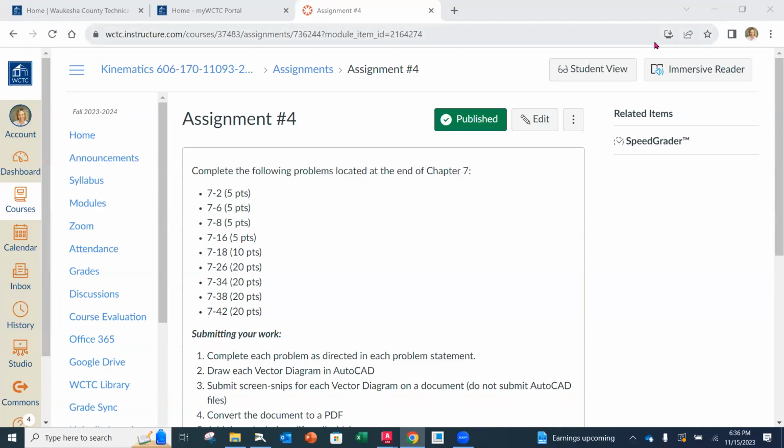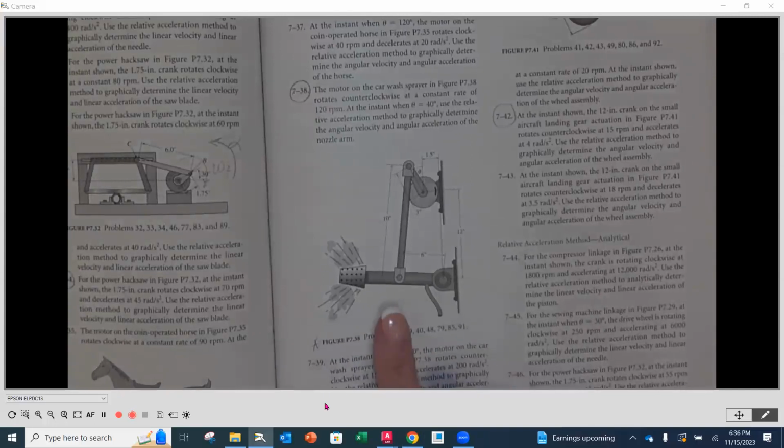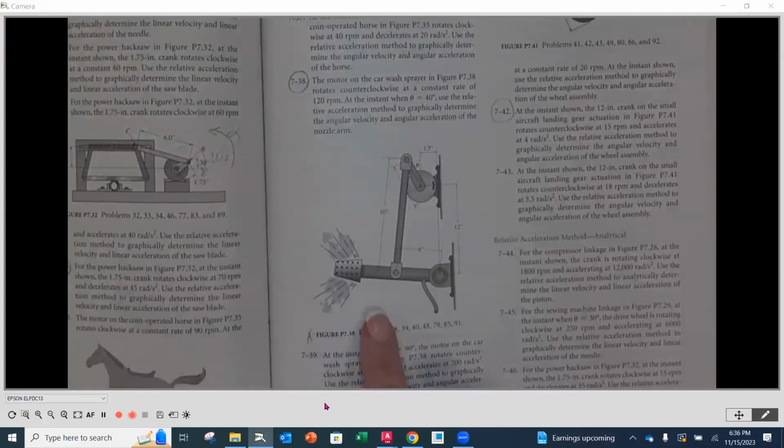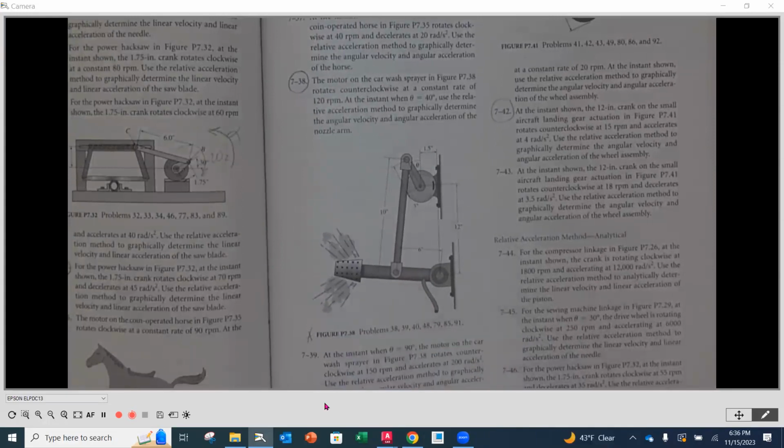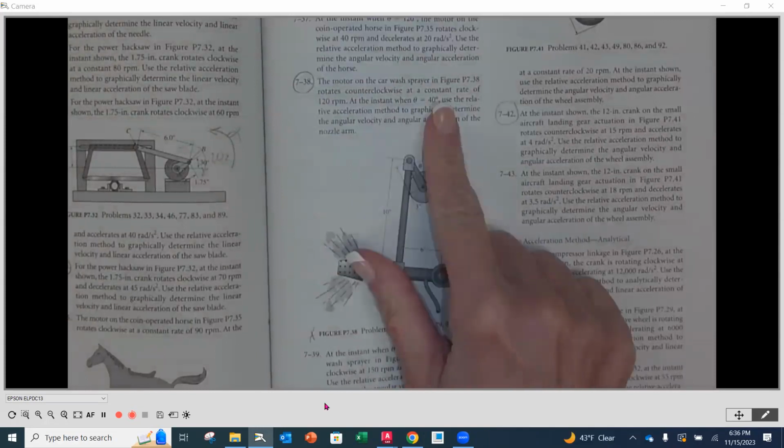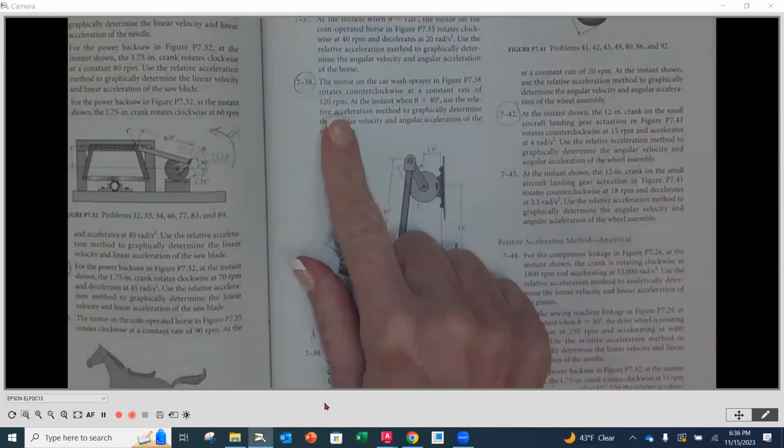Okay, so the next problem that we're going to work is going to be problem number 738. So we're going to skip over 34. We're going to go to 738. So what I'm going to do is I'm going to go underneath our camera first and introduce the problem. And we are going to be looking at this motor on a car wash sprayer. It rotates counterclockwise at a constant rate of 120 RPMs.